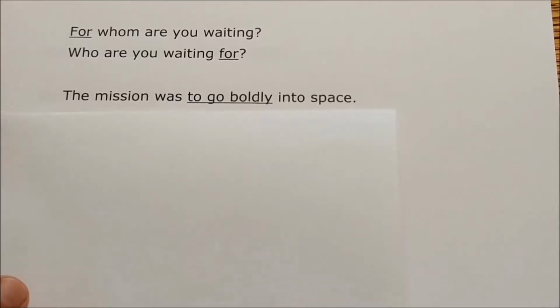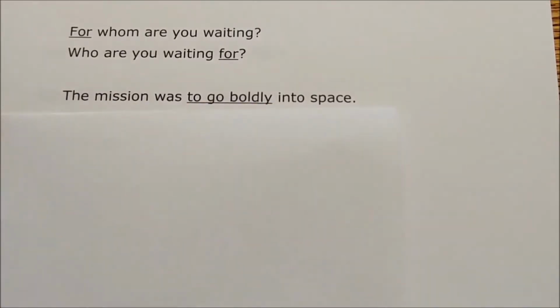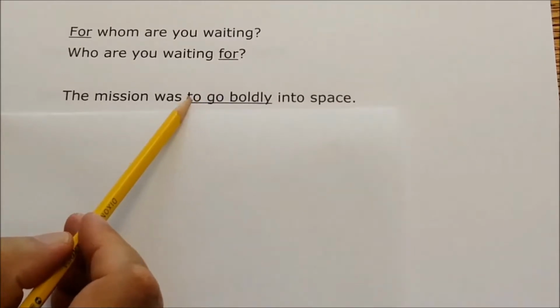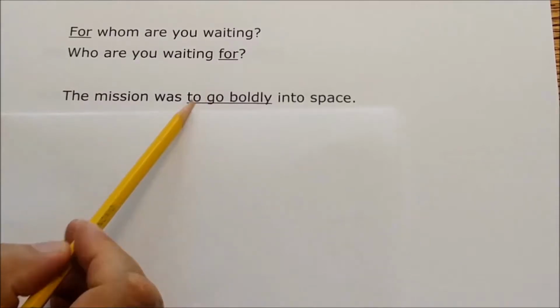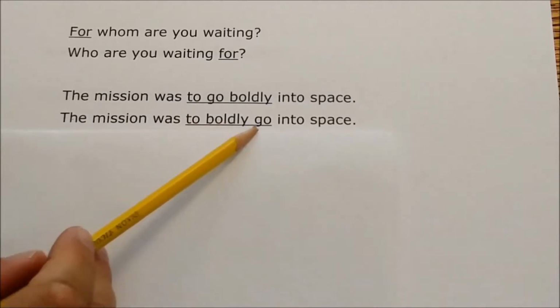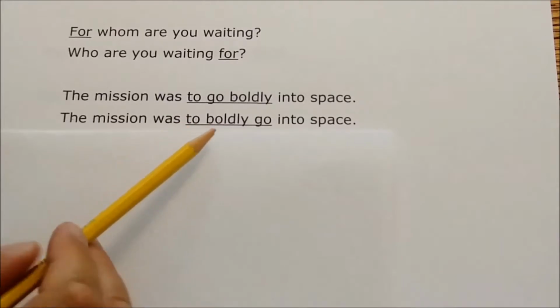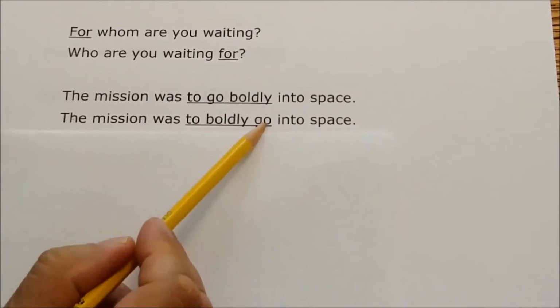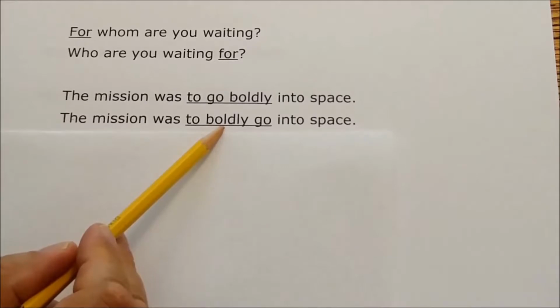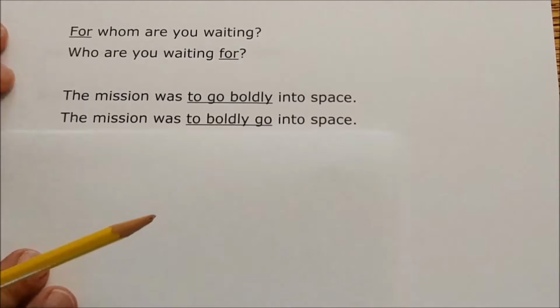One more example. Those of you who enjoy Star Trek will like this one. The mission was to go boldly into space. The old rule used to be if you have this verb form to go, you don't put a word in between the to and the go. But very clearly, Star Trek did that. The mission was to boldly go into space. So this is called splitting an infinitive, putting a word in between the to and the go. This is becoming more and more acceptable now, and so gradually the grammar rules will change to reflect that.